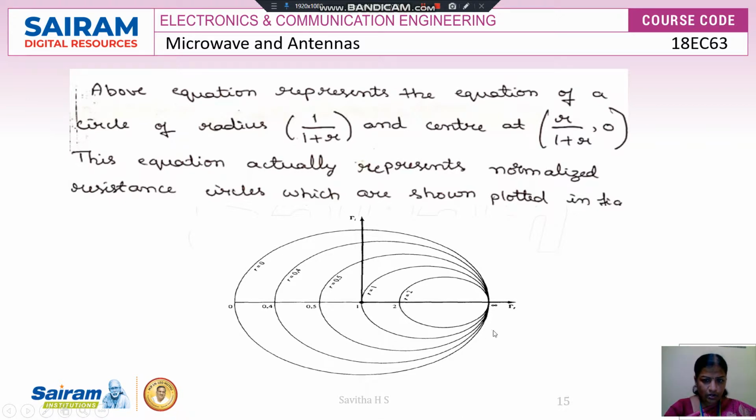This diagram shows the Smith chart. Here these are the constant r circles. You can observe in the diagram that r is equal to 1, r is equal to 2, r is equal to 0.4, and r is equal to 0.